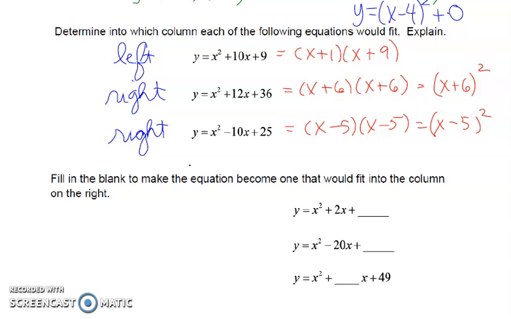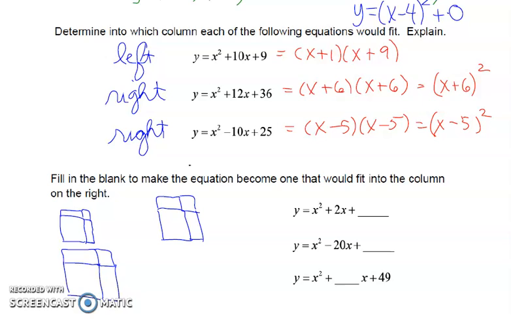So using our diamond rectangle approach, we'd end up with the first equation having two different factors, which puts it in the left group. The next two equations have identical factors, which means we can write them with an exponent of 2, and that makes them the right group. The next three equations, they want you to figure out how to finish them off so that the equation actually makes it into the right group. If you're not finished with that, finish those problems off. If you are, then continue listening to the video.